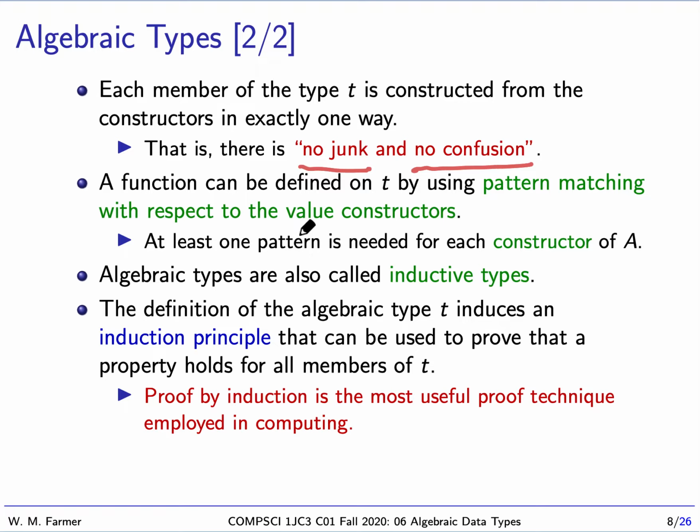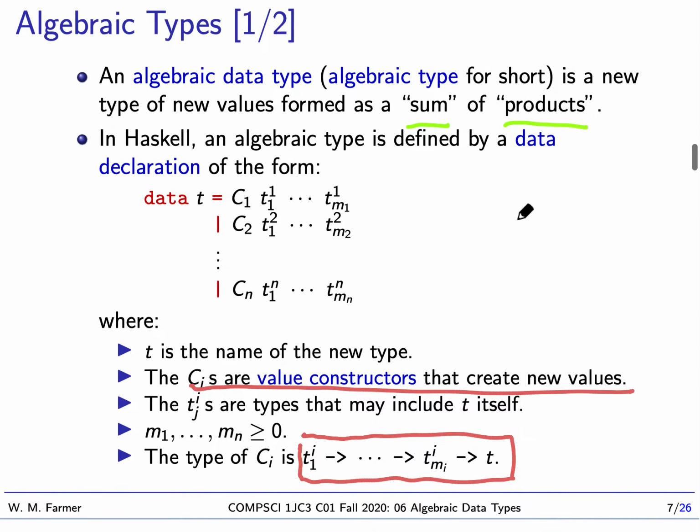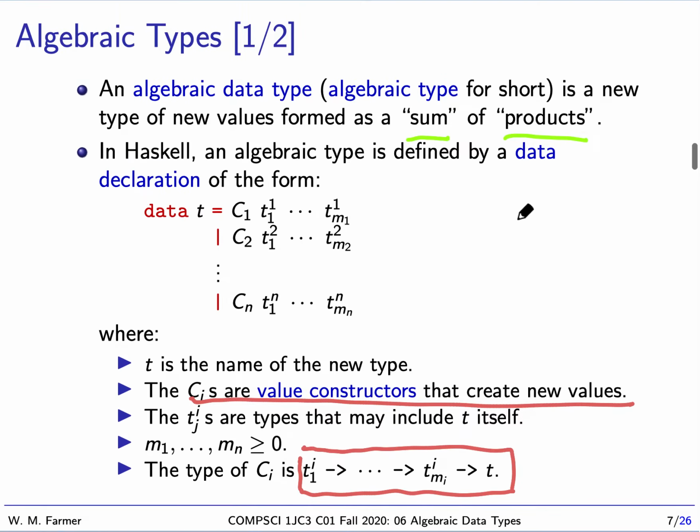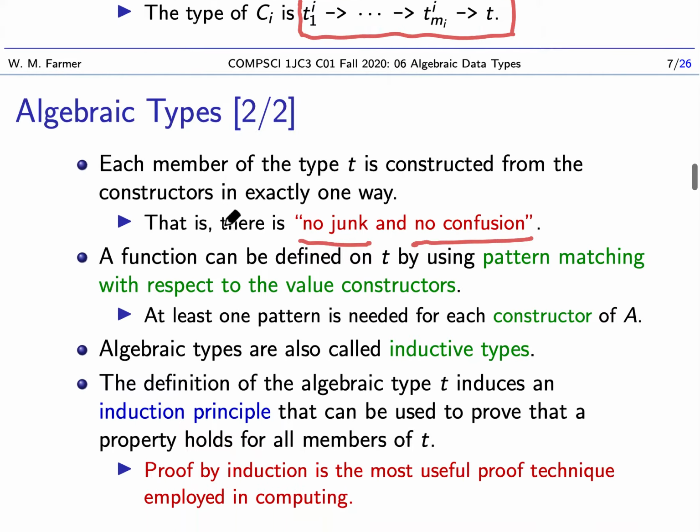Okay, so once we have an algebraic data type, now we can define functions in T using pattern matching with respect to these value constructors. So basically, the values are going to be things that we construct with C1, C2, and so on up to Cn. And if we have n constructors, we're going to have at least n patterns. And if we're going to define a function on T, we can define it by pattern matching using these n patterns. This is very convenient.